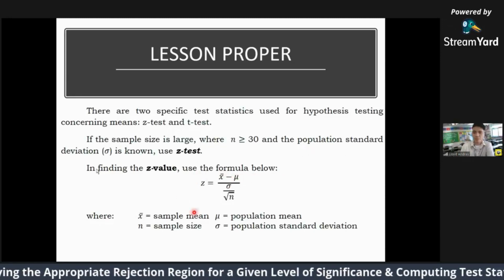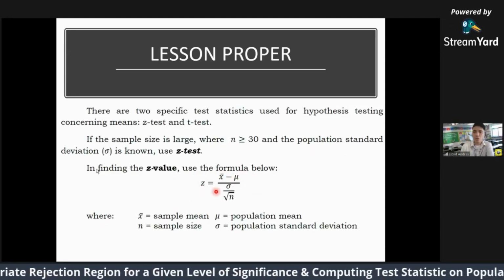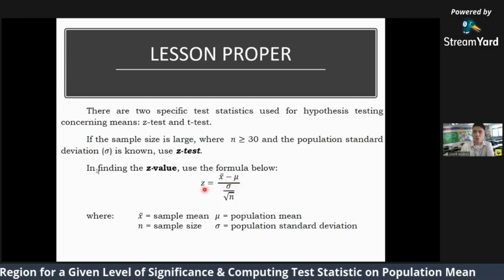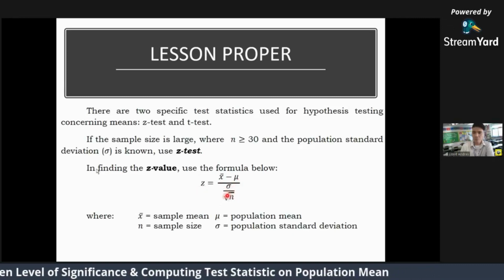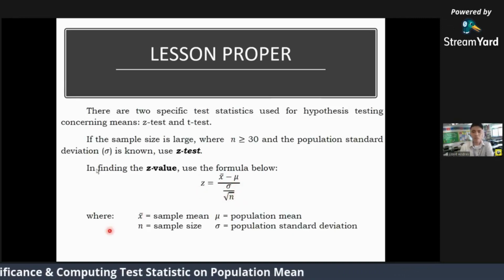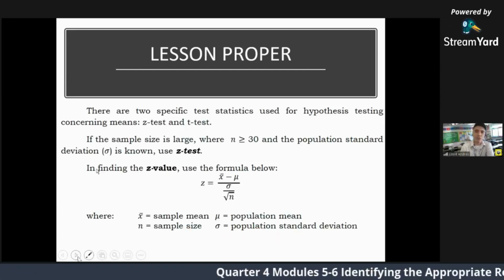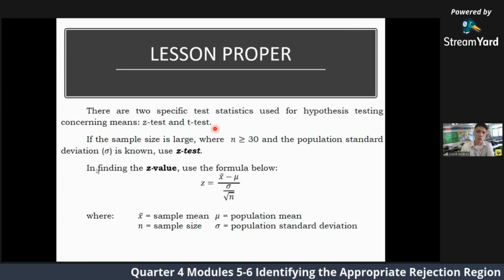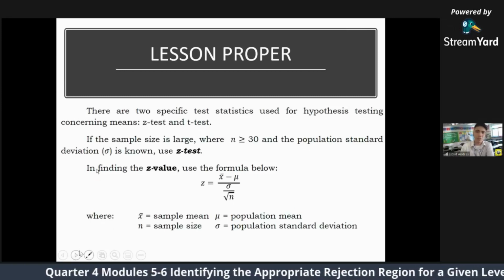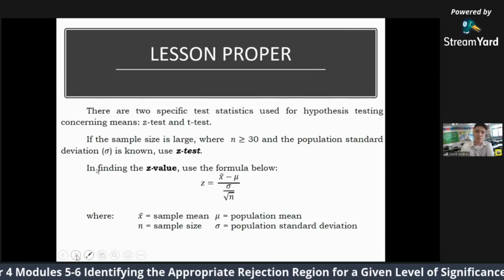Z is equivalent to x bar minus mu over sigma over square root of n, where x bar is your sample mean, mu is your population mean, n is your sample size, and sigma is your population standard deviation. Actually, we will solve this later. We will discuss that. Review na lang ni.